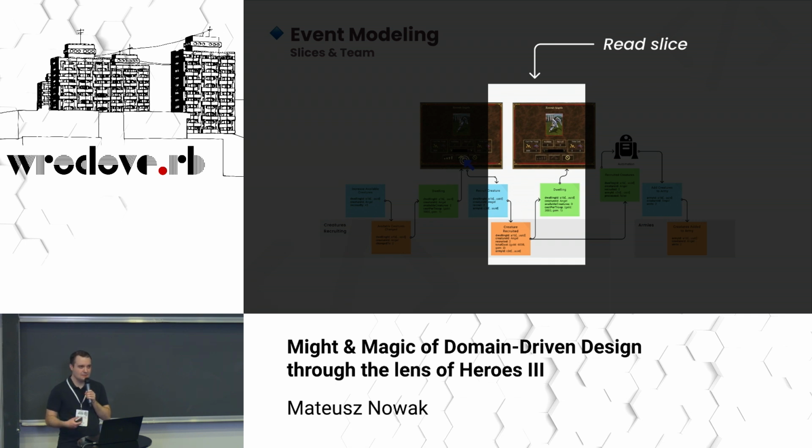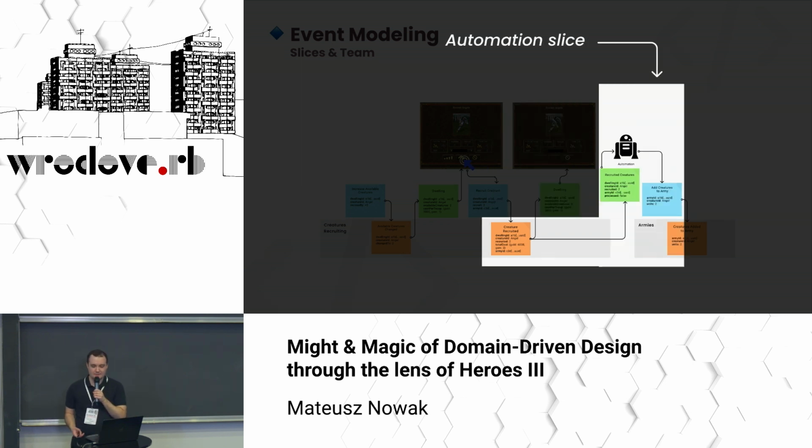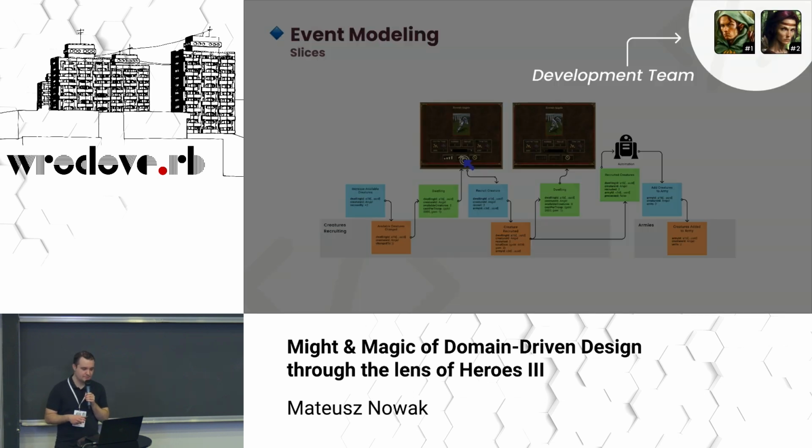Another type is a read slice. We have events which influence the view. It doesn't change the state. And the last one for today is an automation slice. When an event happens, we integrate it with another module and dispatch a command to orchestrate processes that span autonomous modules. It's a higher level of orchestration.